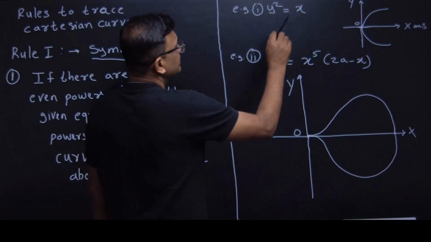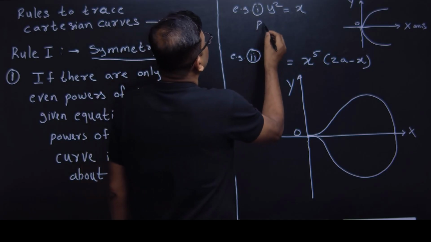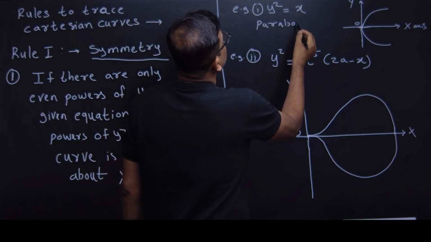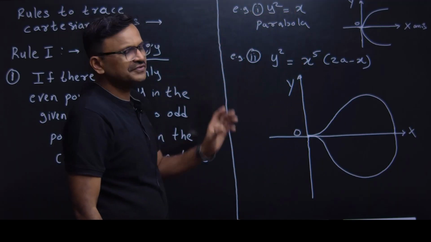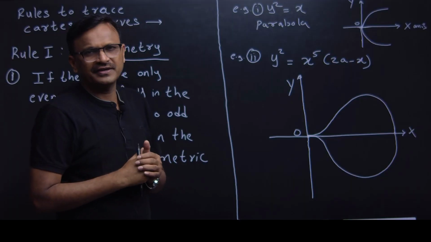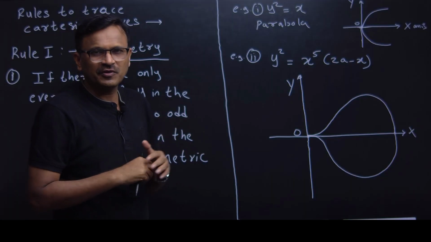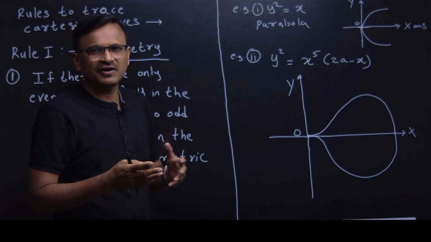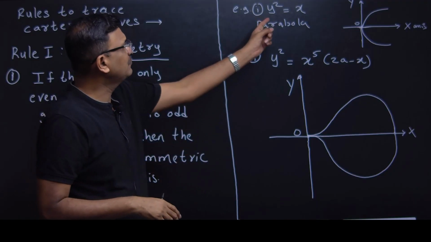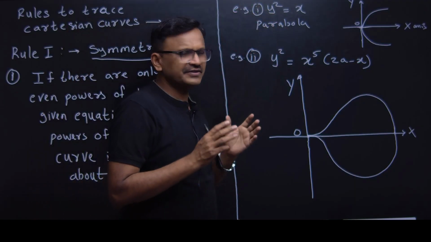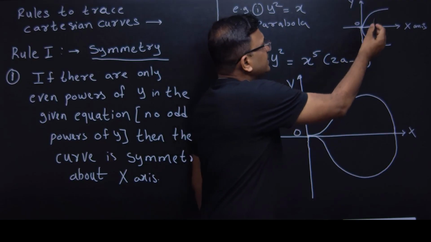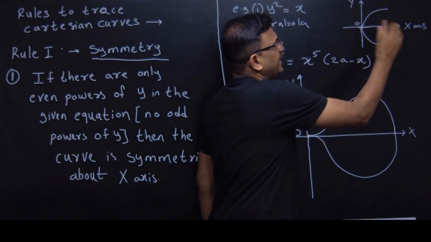For example, the standard example of the parabola: we know the equation of the parabola is y square is equal to x. Observe that in this equation we have only an even power of y. There is y square in the equation. There is no odd power of y, or any term like y raised to half or y cube. If you have only even powers of y in a given equation, then that curve is symmetric about the x-axis.